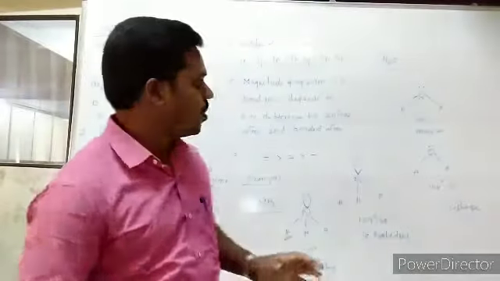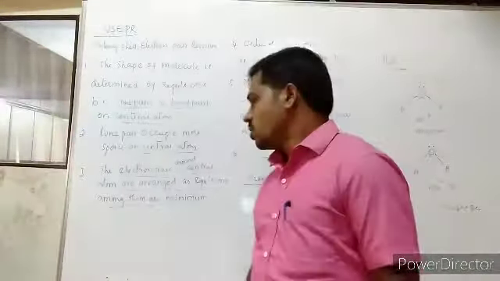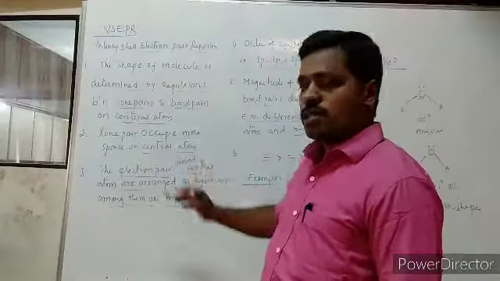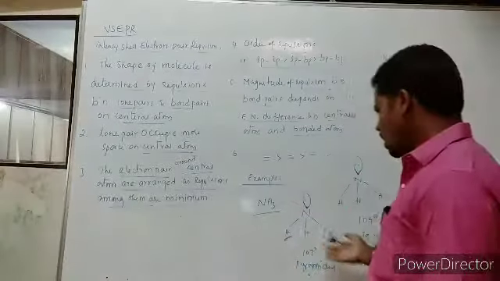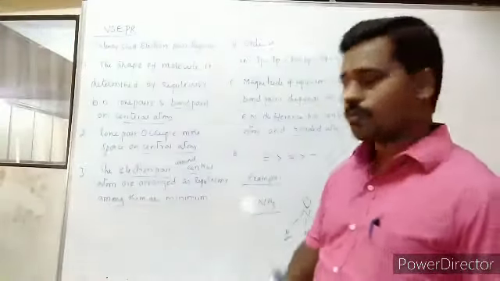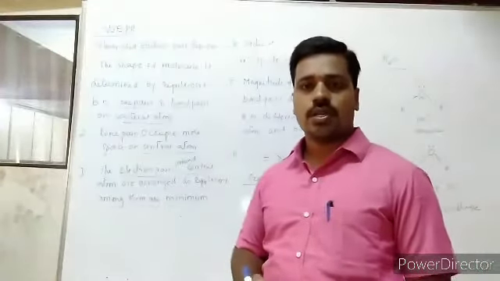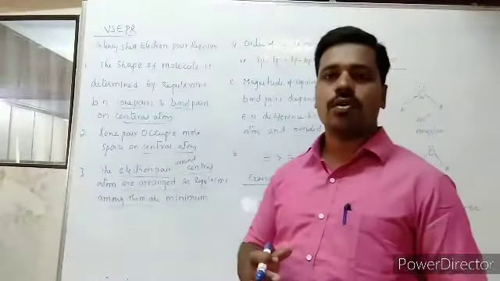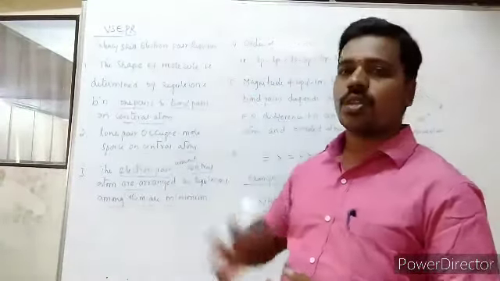So this is all about VSEPR theory. The VSEPR theory contains six important postulates. The postulates are very important, and I have explained the shapes of ammonia and water in order to explain the theory. So this is all about the valence shell electron pair repulsion theory.